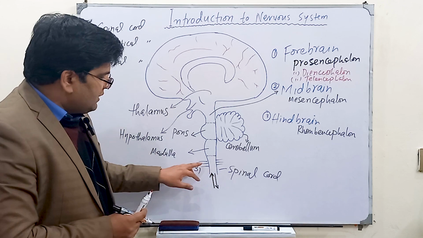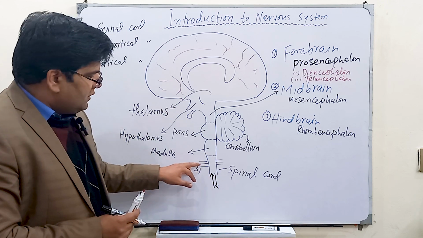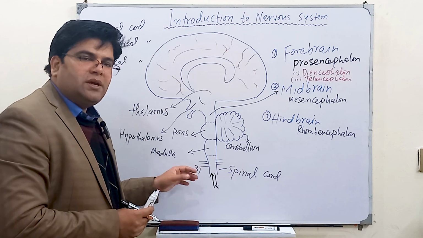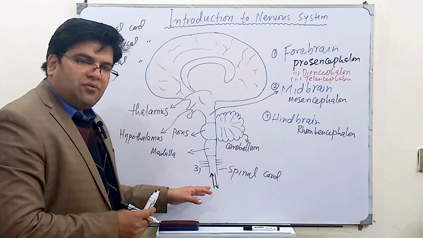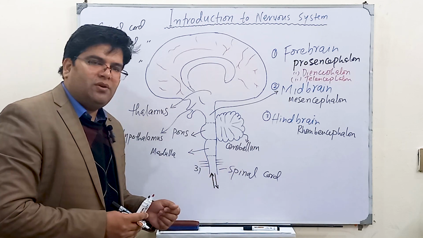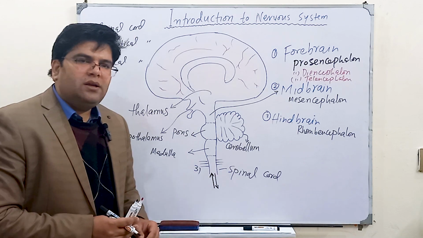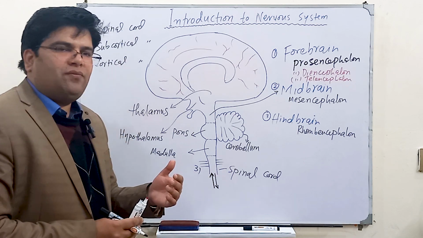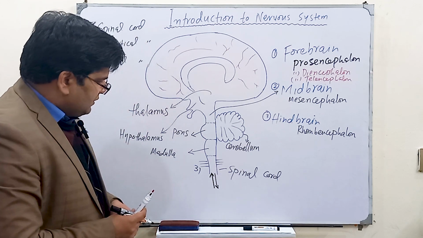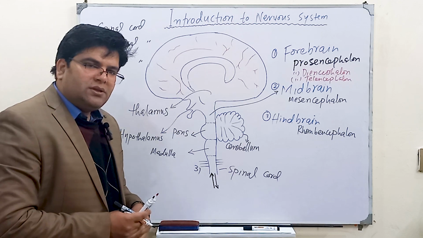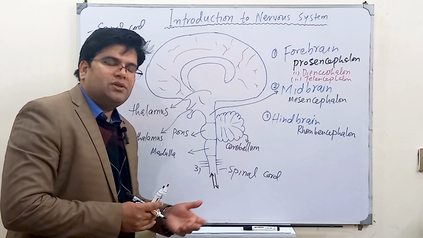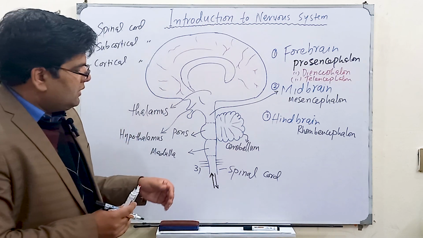So what is the difference between a nerve and a tract? A nerve is outside of the central nervous system, and the nerve fibers are myelinated by Schwann cells, and a tract is present within the central nervous system, like dorsal column tract and spinothalamic tract. And these tracts are myelinated by another type of glial cell, which is called oligodendrocyte.